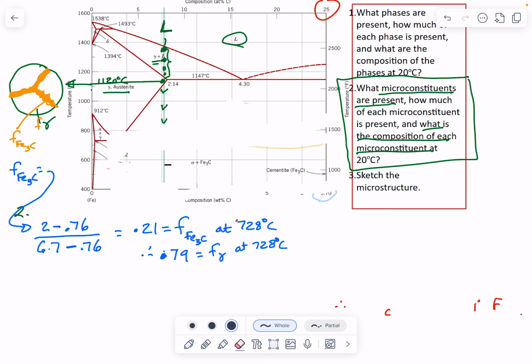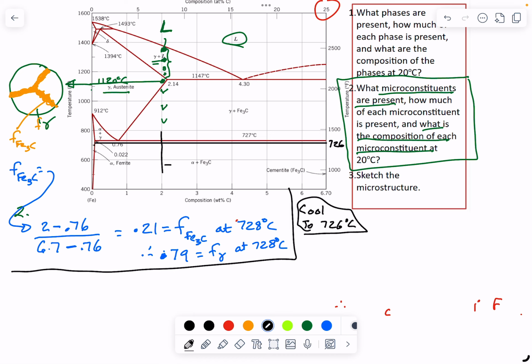So now I want us to think about cooling through 727 to 726 degrees C. That's what we want to do next. So I'm going to draw a tie line at 726. Okay. So that tie line, of course, we've still got our overall alloy composition of 2. So that's an important point to us.